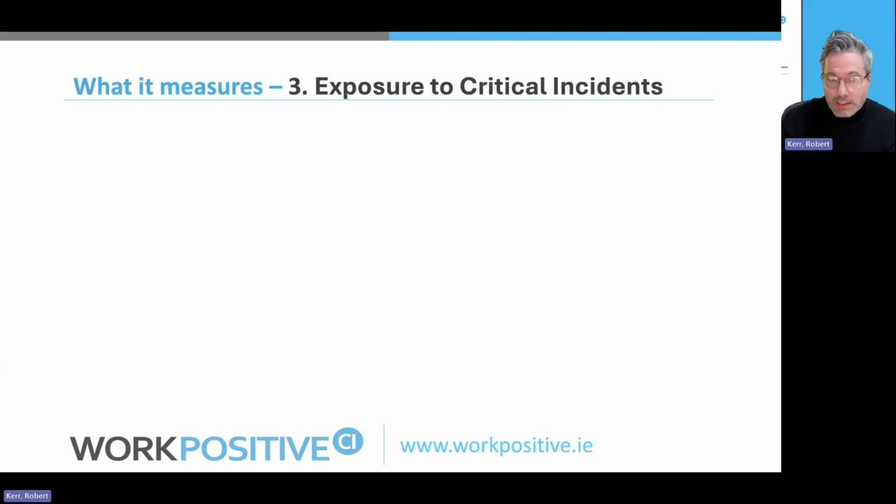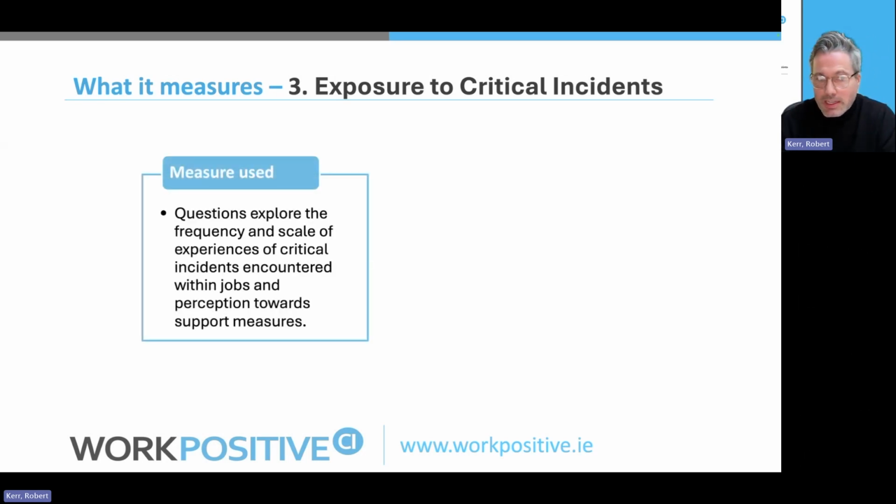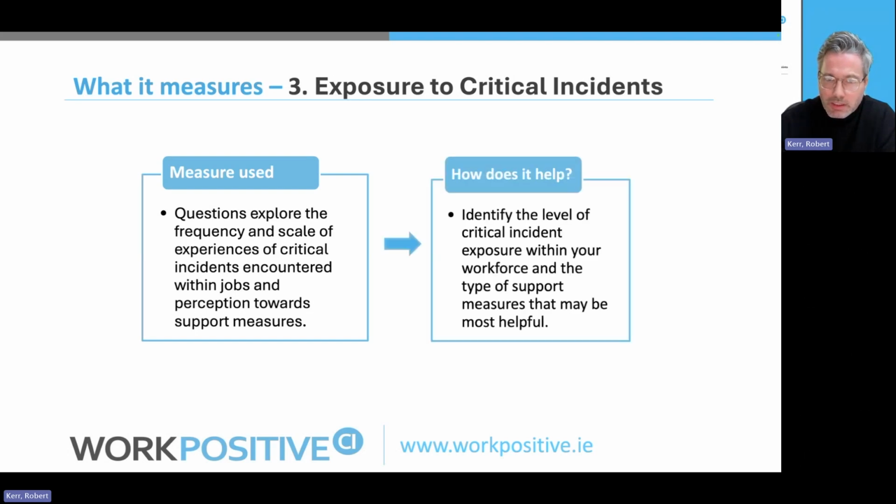Finally, if you selected the critical incident version of the Work Positive process, it will also explore the frequency and scale of experiences of critical incidents that are encountered within the jobs that your respondents have and their perception towards support measures. So this is very useful to try and get a real read of the level of critical incident exposure within your workforce, as well as the type of support measures that may be most helpful as determined by the people experiencing those critical incidents themselves. So it gives you a good read on the situation, as well as mechanisms that we could take forward to improve the situation as well.